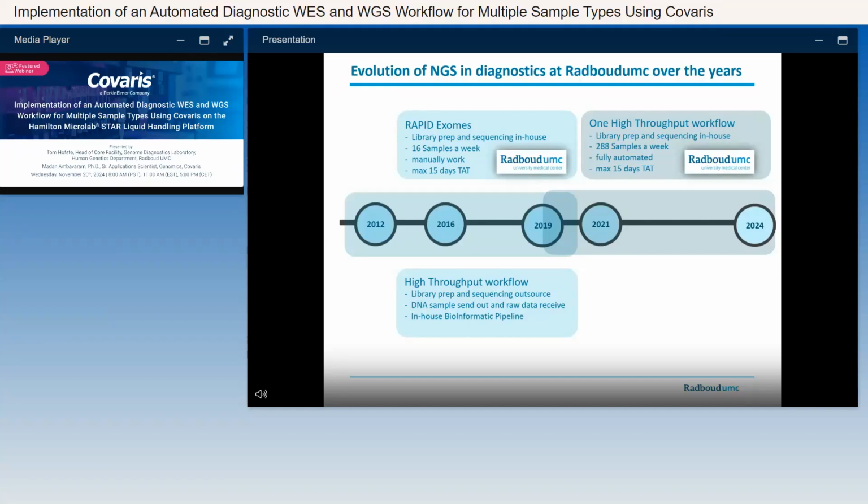We wanted to increase and do it all in-house in the Radboud UMC. So we developed from 2019 on a high throughput workflow for everything, for the exomes. We automated the library prep and the sequencing in-house for 288 samples a week, fully automated with the same turnaround time of 15 days.